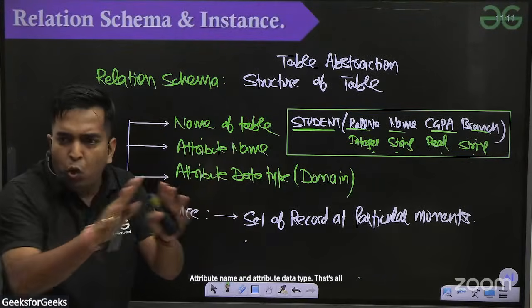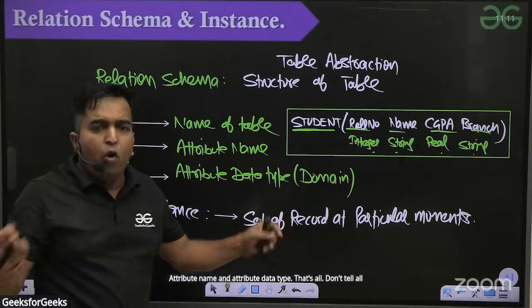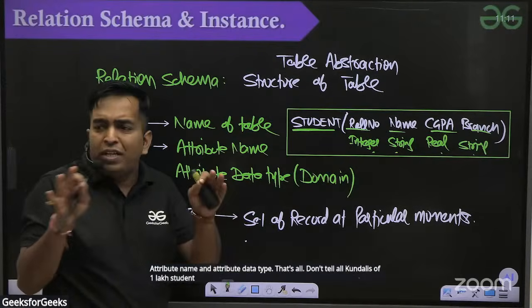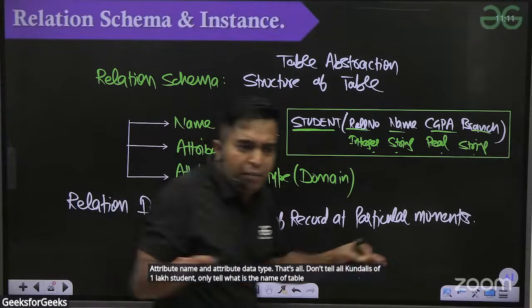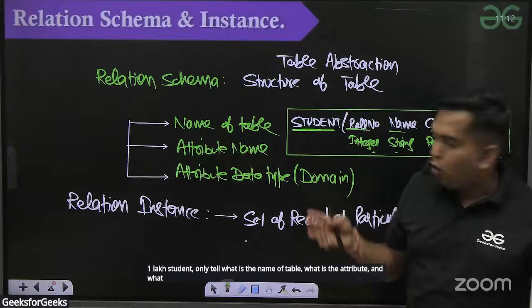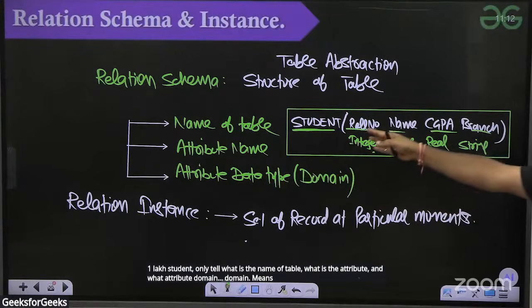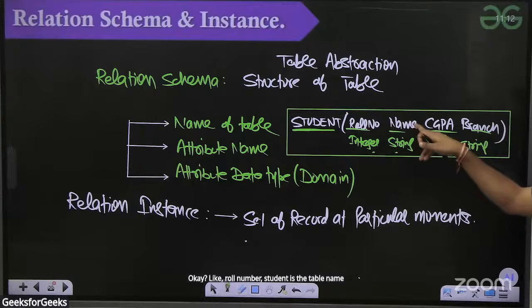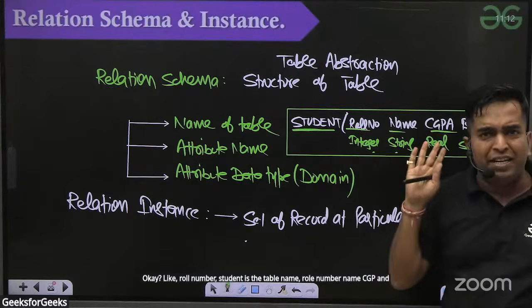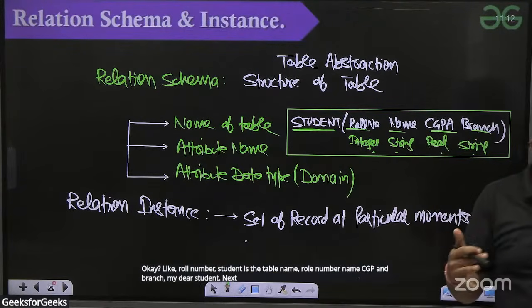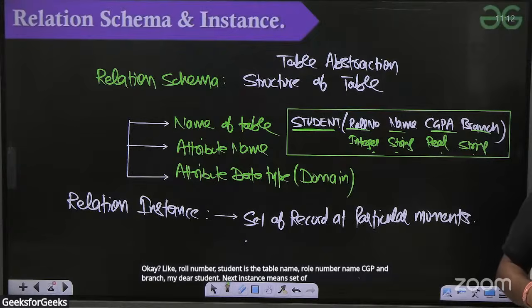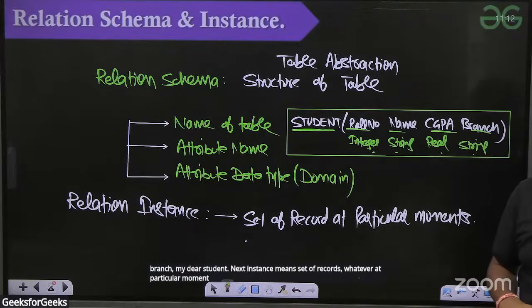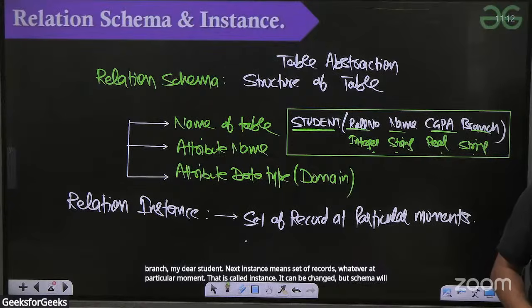That's all. Don't tell all the details of one lakh students. Only tell what the name of the table is, what the attributes are, and what the attribute domains are. Domain means data type. For example, Student is the table name, with roll number, name, CGPA and branch as attributes, my dear students. Next, instance means the set of records at a particular moment. It can change, but the schema will remain fixed once you design it.